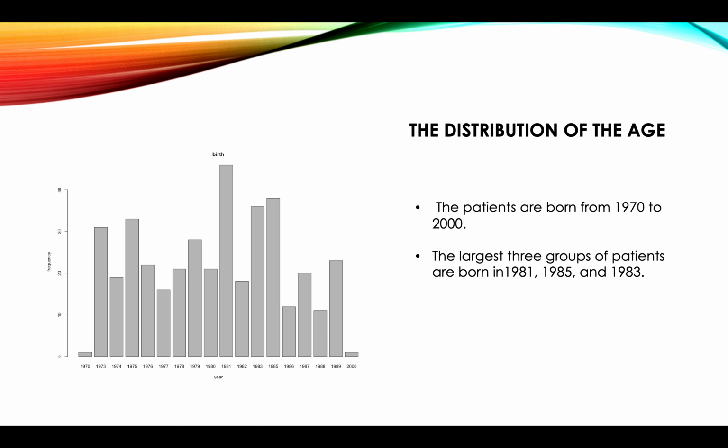In this part, we can see that the patients we are analyzing were born from 1970 to 2000. Among them, the largest three groups were born in 1981, 1985, and 1983.